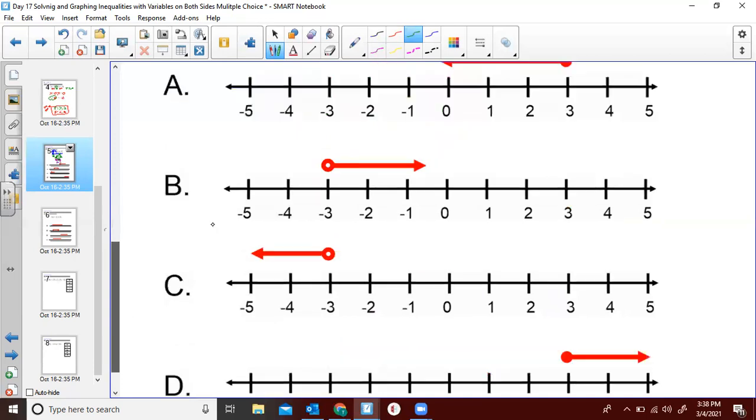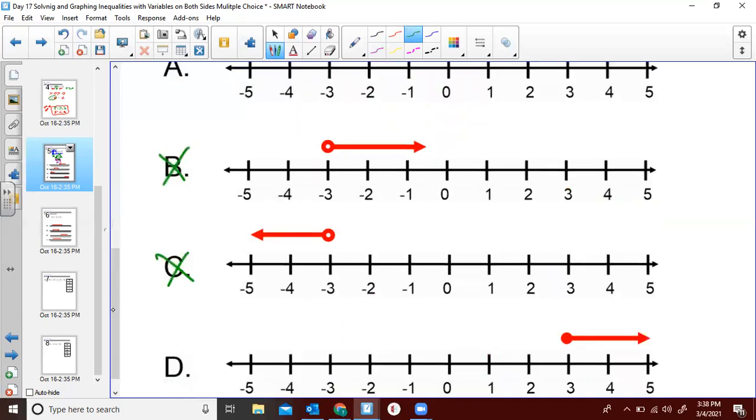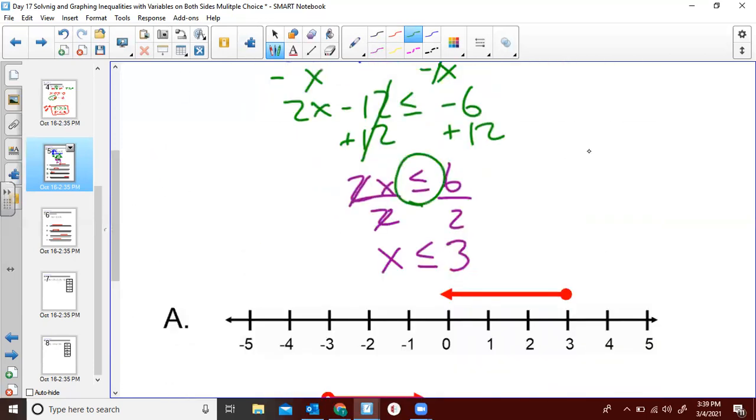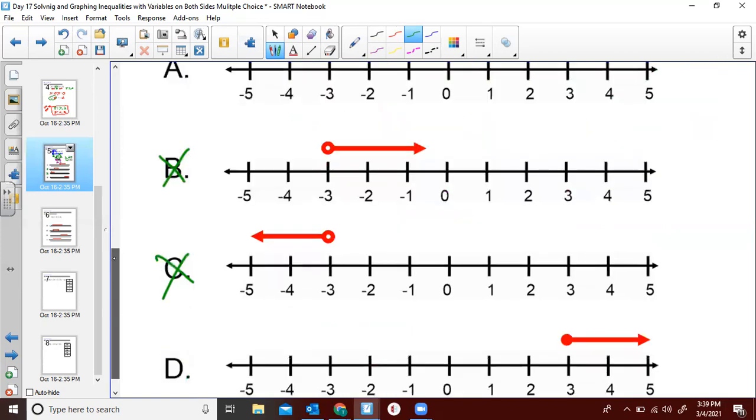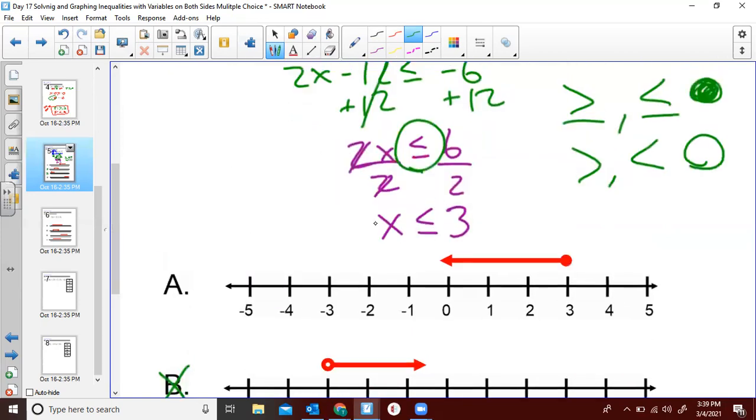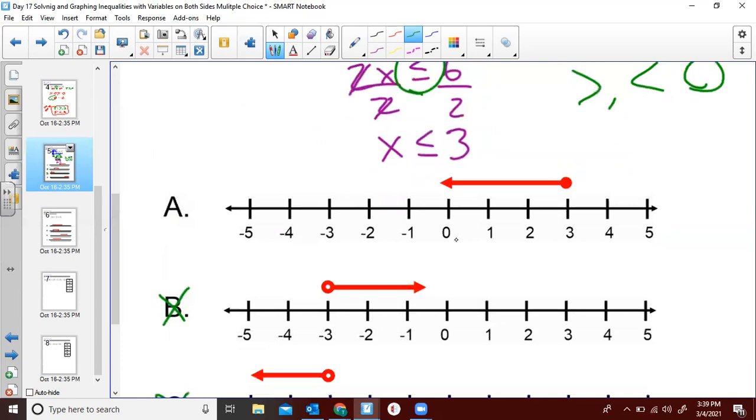Right away, we know that B and C are not going to be good answers because we're using a less than or equal to sign, which means our dot's going to be filled in. If it's just greater than or less than, it's an open circle. Last, we want to figure out that this is saying x is less than or equal to 3. So this is going to be every number that is smaller than 3. So 2, 1, 0, all the numbers that are smaller than 3. So A is a good answer.